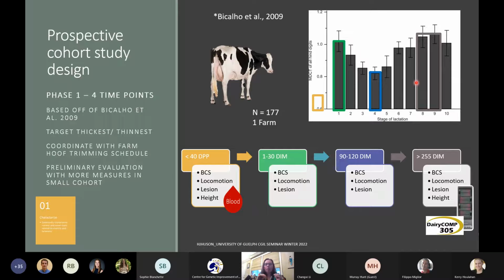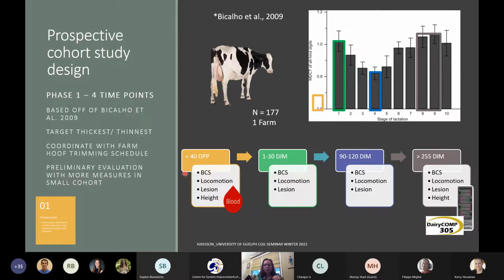The first phase was a very small cohort on one farm, and we wanted to look across multiple time points. So we had 4 time points, and this logistically was really tough because we were trying to not only use previously published data to say what are the best time points to collect data, but also to think about what are the best time points that work for the farm. So we were trying to coordinate this with hoof trimming.